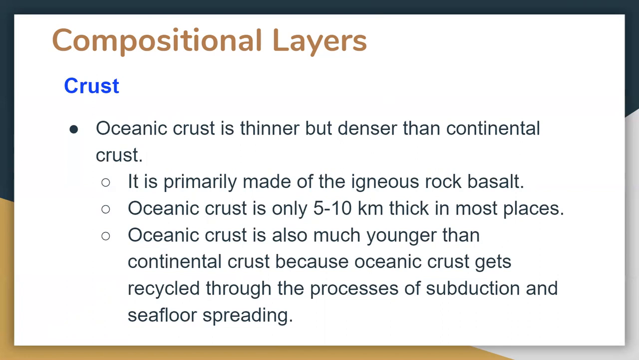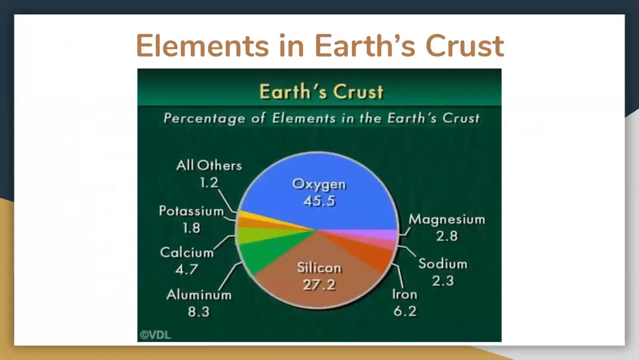The oldest oceanic crust is about 200 million years old, which I know sounds like a lot, but remember that the overall age of the Earth is about 4.5 billion years. So 200 million really is not that much by Earth's age standards.